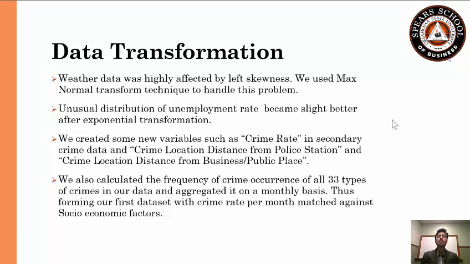We also created some new variables such as crime rate per month, which I'll discuss in the next point, and some secondary attributes such as crime location distance from police station and crime location distance from business places. Coming on to the crime rate, we calculated the frequency of crimes for all 33 types of crimes in our data and aggregated it on a monthly basis, thus forming a first data set with crime rate per month matched against socioeconomic factors such as unemployment rate, hardship index, etc.